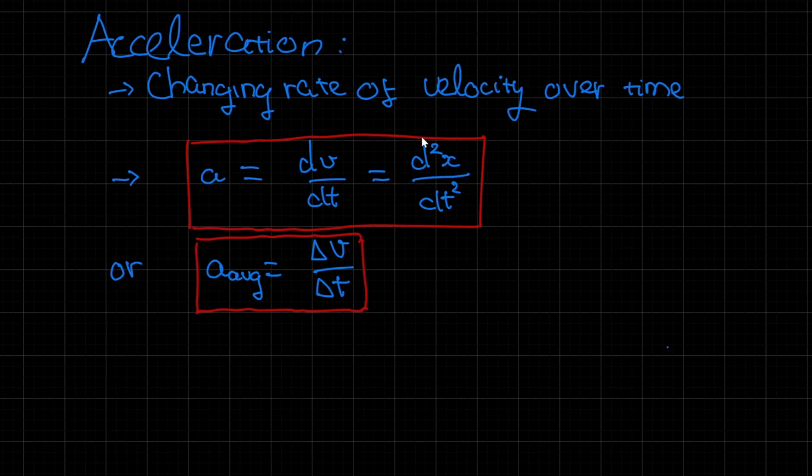And for the last part, we'll talk about acceleration, which is by definition the changing rate of velocity over time. And with that definition in mind, we'll have the equation a equals dv over dt, or you can also write it as the second derivative of x by time. But of course, this is the instantaneous acceleration. You can also have the average value, which is delta v over delta t, but most of the time we'll use this equation.